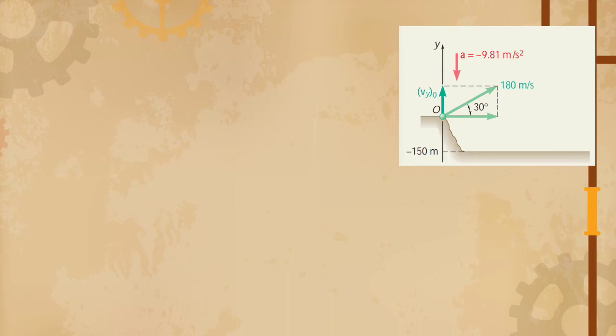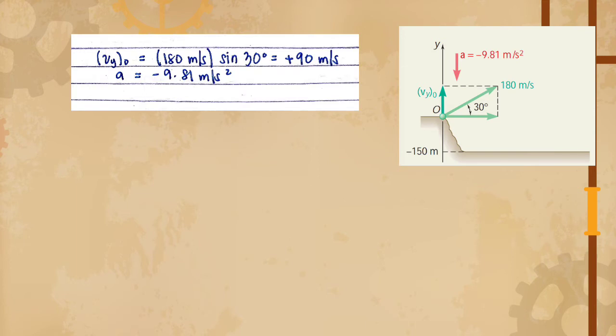For the vertical motion, using uniformly accelerated motion, choosing the positive sense of the y-axis upward and placing the origin at the gun, we get v_y initial is equal to 180 meters per second times sine 30 degrees, which is equal to positive 90 meters per second. And our acceleration is equal to negative 9.81 meters per second squared.